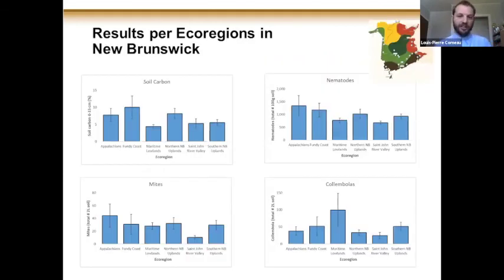So the early results that we have are from New Brunswick and a little bit of Gaspésie, showing the different amounts of soil carbon or soil organic carbon. Right now I'm presenting only the 0 to 15 centimeters on a percentage basis. In the different ecoregions, we see that some ecoregions have lower amounts of soil organic matter or soil organic carbon, which might be where we could focus, if the soil texture is good, to potentially increase soil organic matter. And we can see notable differences in the nematodes, Collembola, and mites in the different ecosystems, despite being at the very beginning of this study.